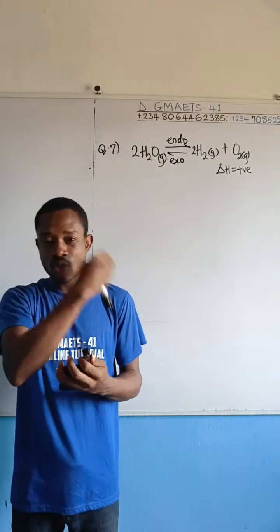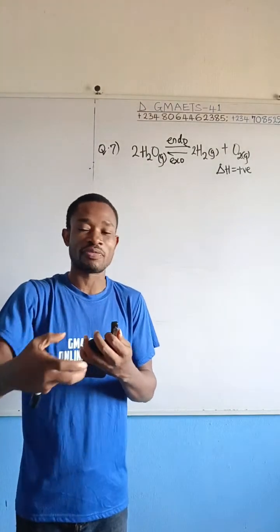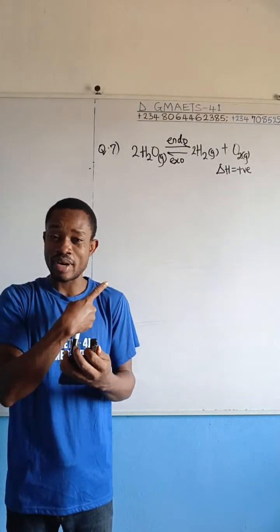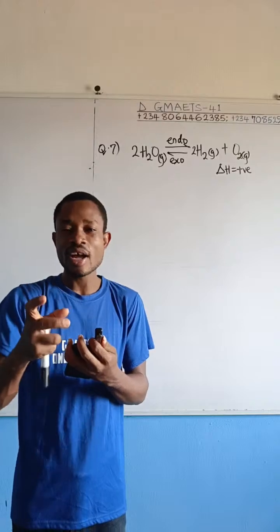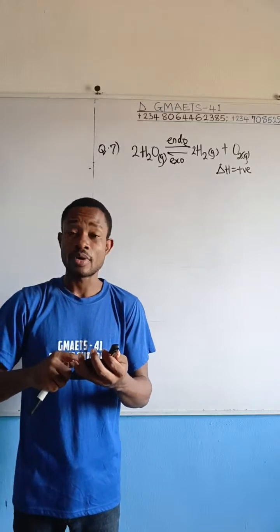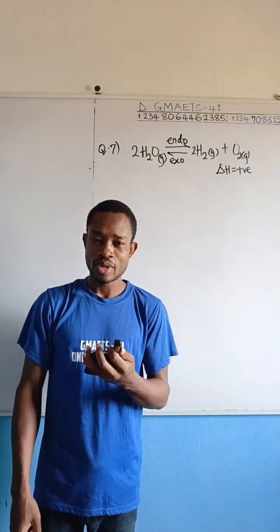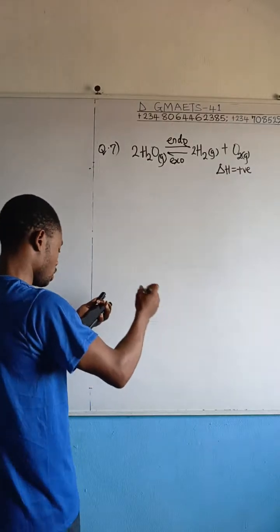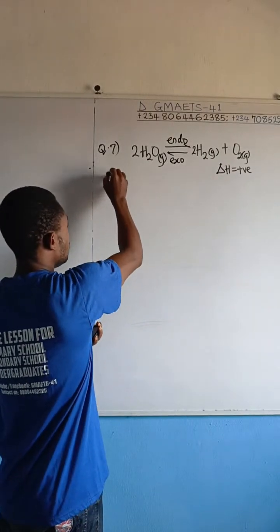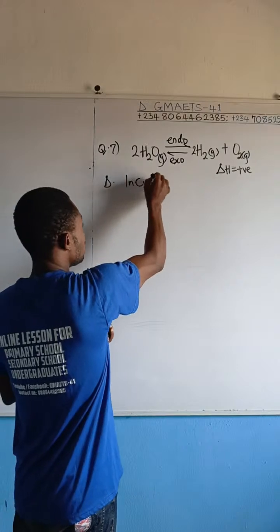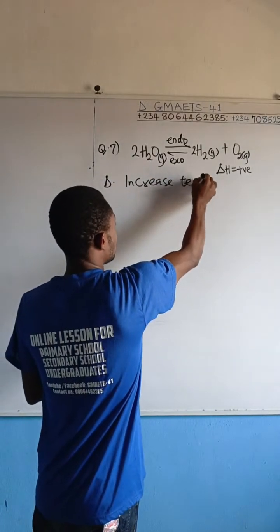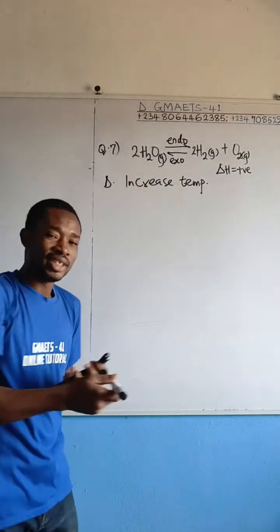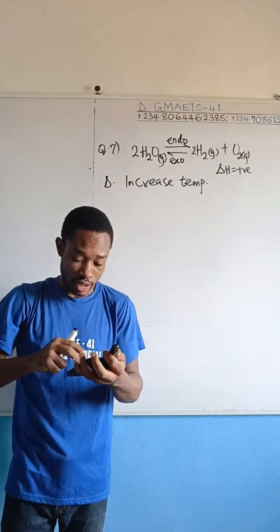And conclusively, this question is about the effect of temperature on a system in equilibrium. That's what this question is all about. And so I've succeeded to also explain how temperature affects equilibrium. And I hope you were able to follow through. So the correct answer here, like I said, is option D. What you have to do is increase temperature at constant pressure. That will lead to a decrease in the equilibrium amount of water.